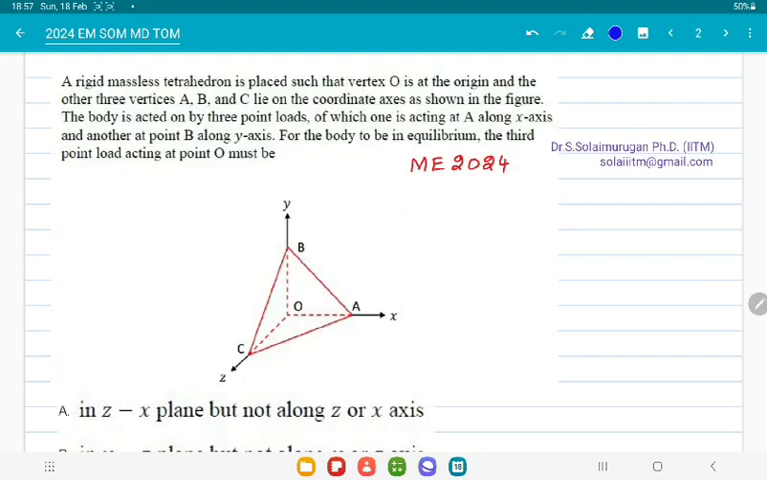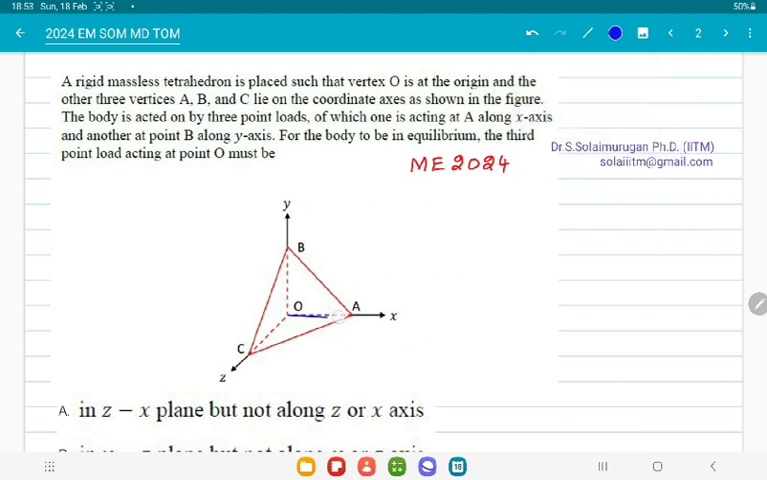A rigid massless tetrahedron is placed such that vertex O is at the origin and the other three vertices A, B and C lie on the coordinate axis as shown in the figure. There are three forces acting. One force is acting at A along x-axis, another force at B along y-axis. For the object to be in equilibrium, the third force is dash. So where we have to apply the third force?